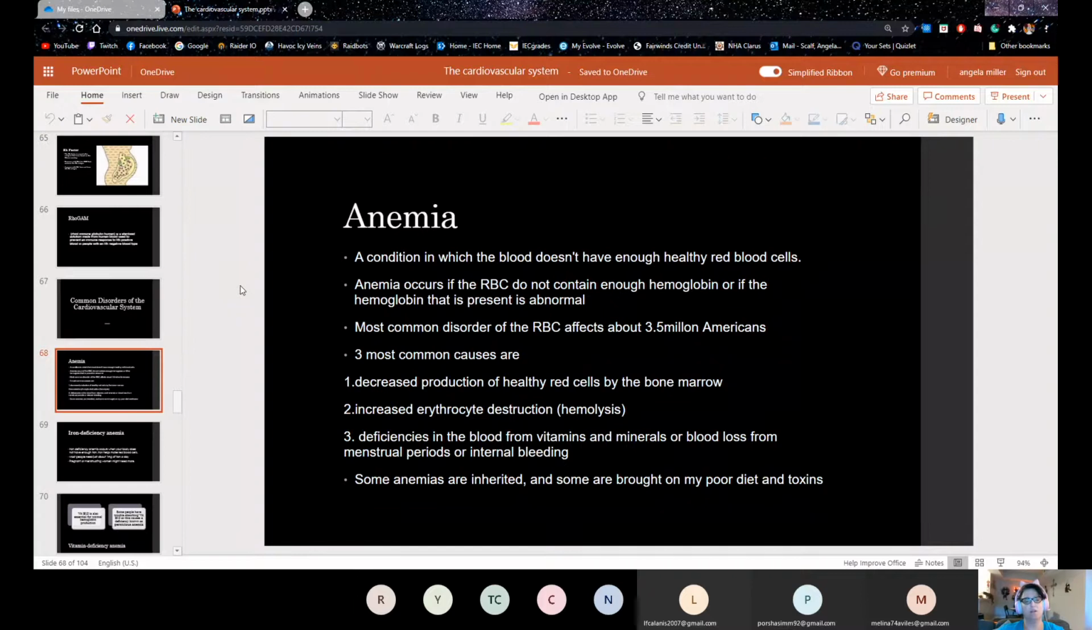deficiencies in vitamins, sometimes from an absorption issue and other times from blood loss. Some anemias are inherited and some anemias are brought on by poor diet and toxins. The main thing you need to know though is anemia means you do not have enough healthy red blood cells. That means you're not carrying enough oxygen around.